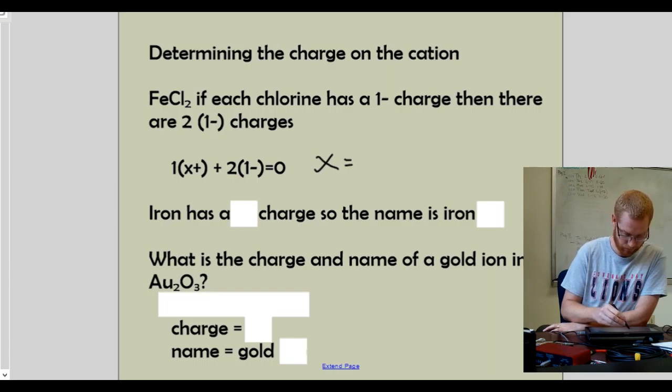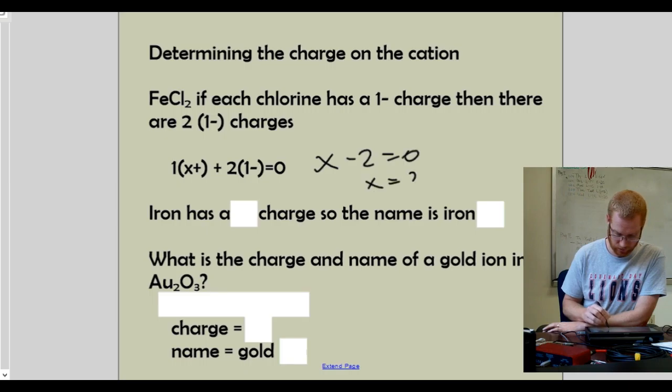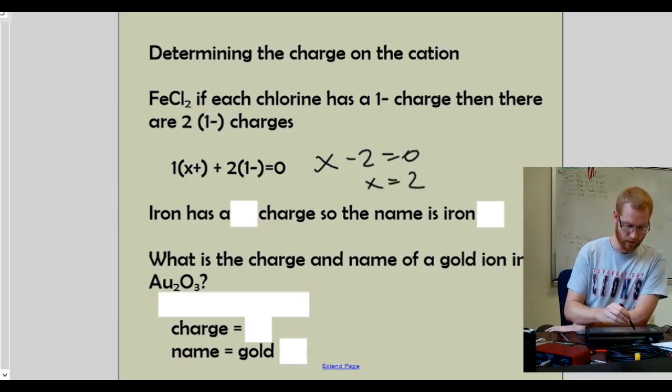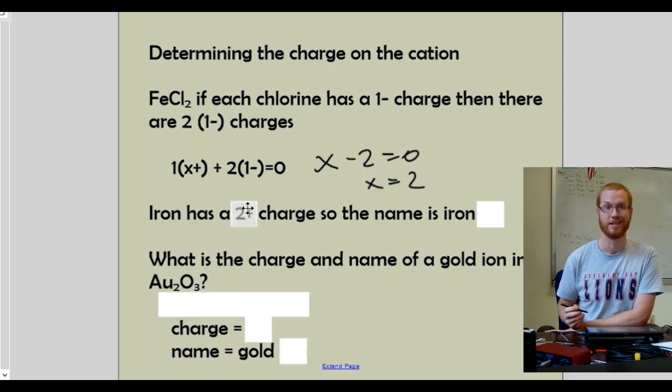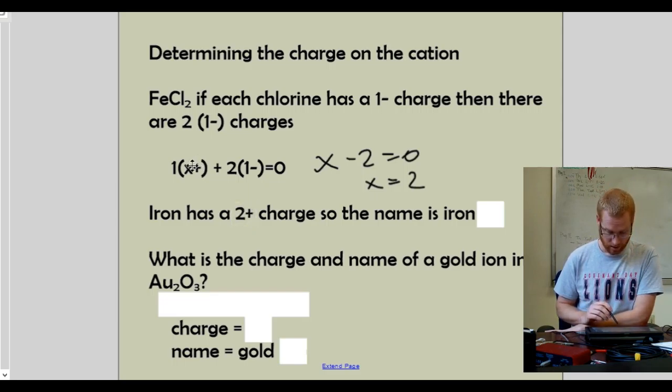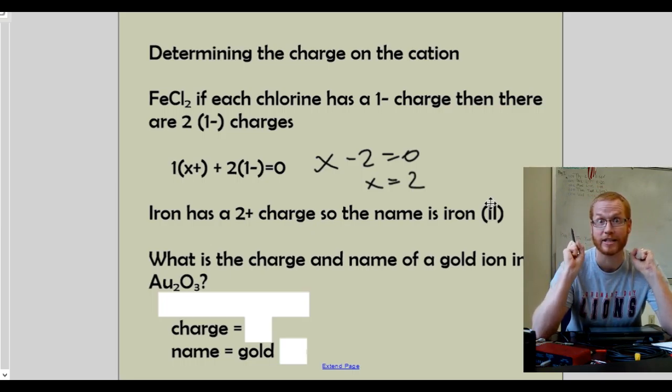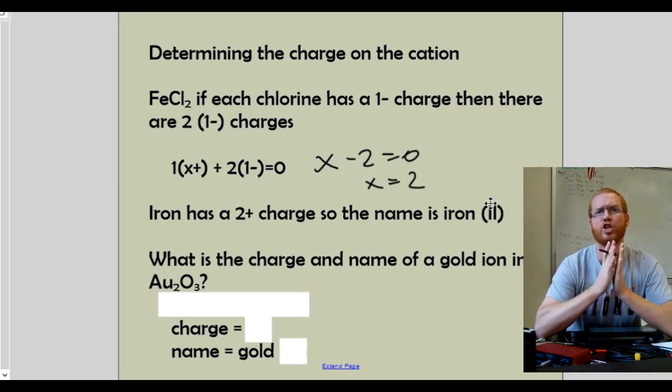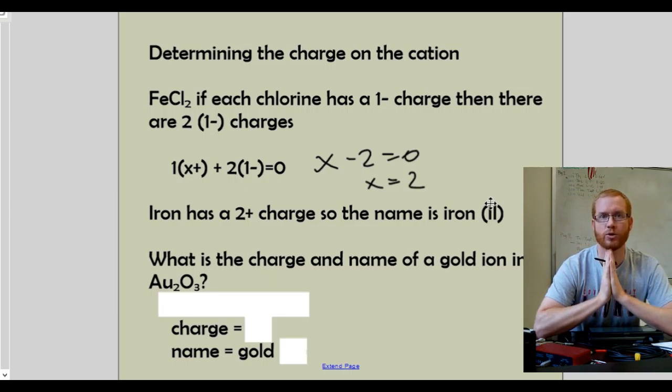X minus 2 equals 0, X equals 2. And therefore, we know that iron has a 2 plus charge, because that's what we just solved for, the positive charge of iron. And so we would call it iron 2. Now, some of you are already thinking, ooh, how can I find a shortcut to get around this? Don't do it. Don't try to find shortcuts.